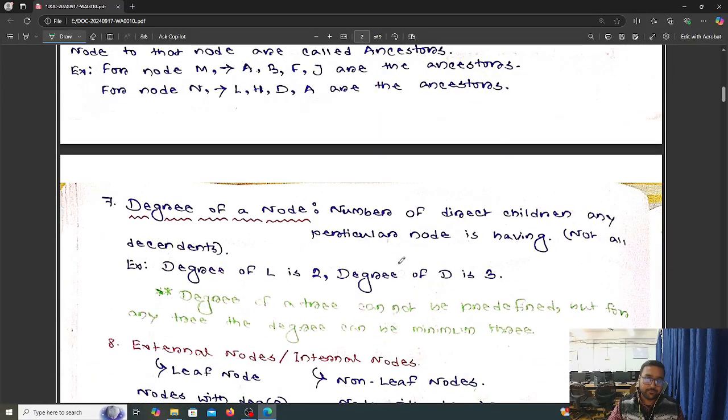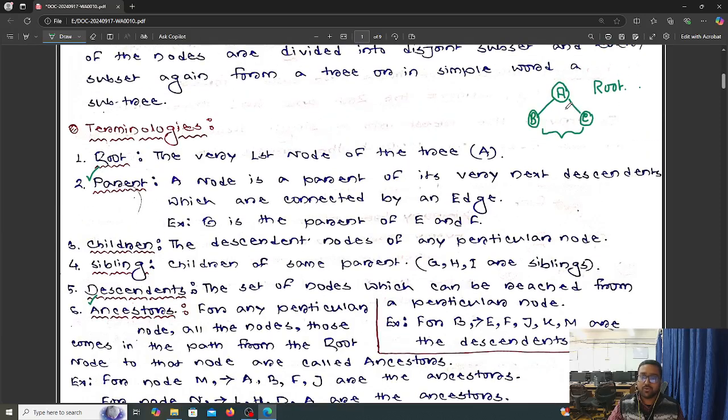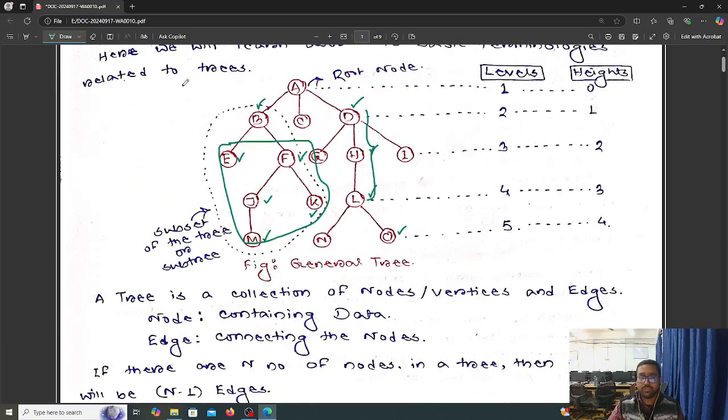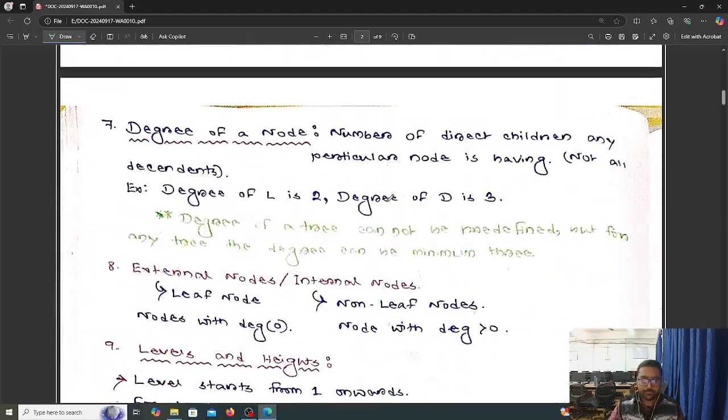Now come to the degree of a node. The number of direct children any node is having is called the degree of that node. Suppose in this small example, A is having 2 children. That means the degree of A is 2. Now come to this big example. Now A is having 3 children here, B, C and D. So degree of A should be 3. Similarly, degree of H should be 1, degree of L should be 2.